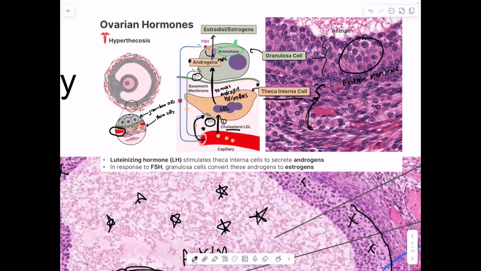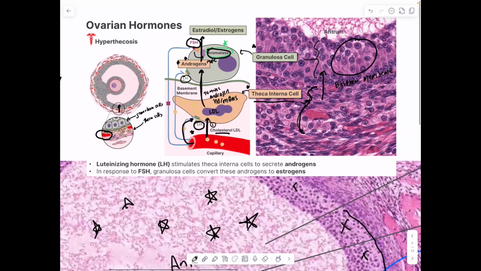So there's some blood vessels here, and then also to the granulosa cells that are adjacent to the theca interna cells. Then the granulosa cells will use aromatase to convert the testosterone into estradiol. They'll do that under the influence of FSH from the blood.